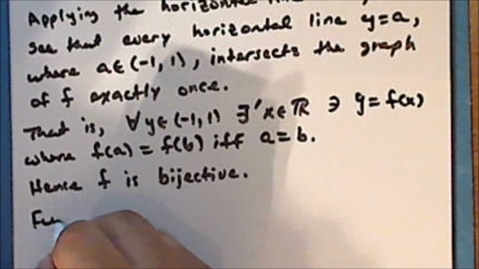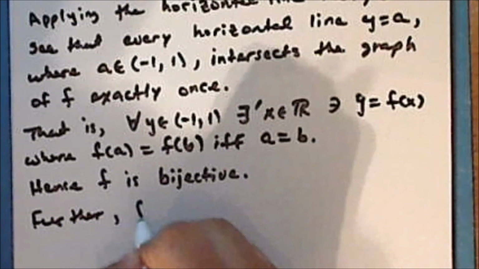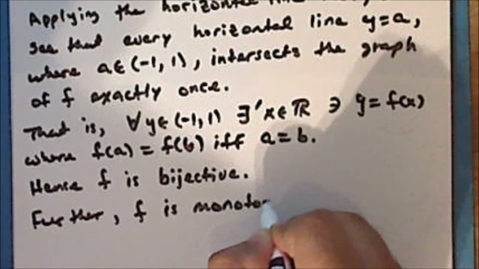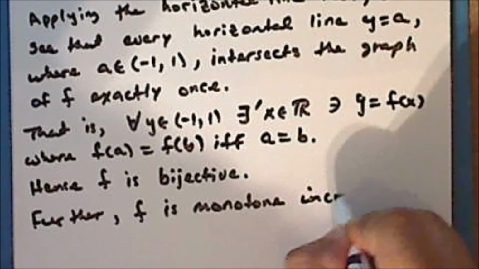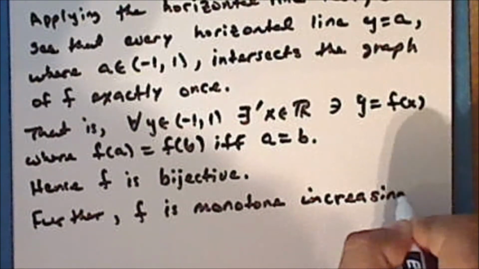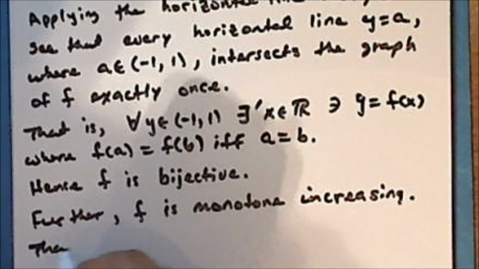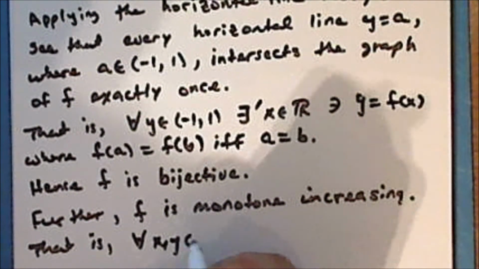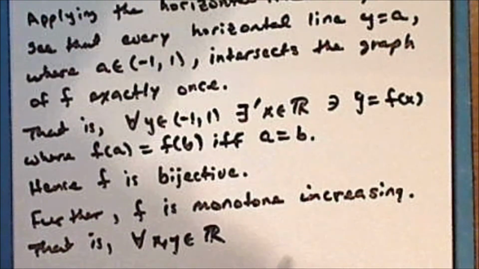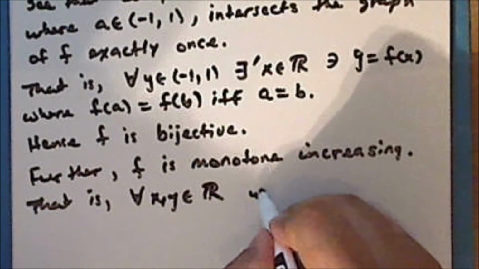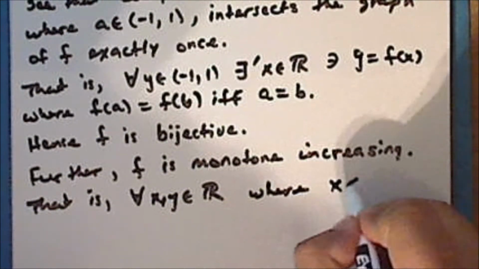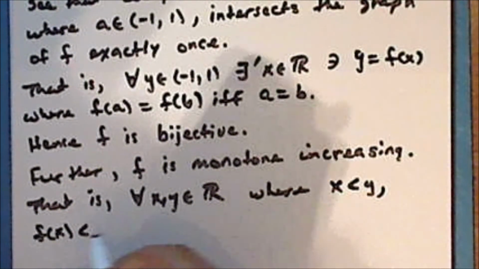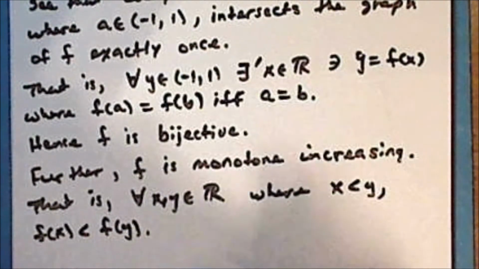Further, the function f is monotone increasing. That is, for every pair of points, x and y, in the real line where x is less than y, f of x is less than f of y.